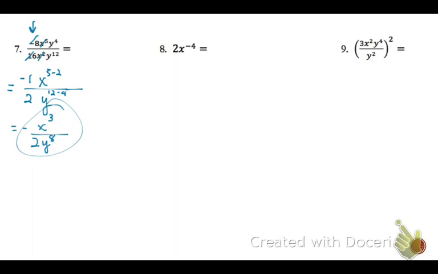Now on number 8, notice that we've got this negative exponent we need to simplify. It's only the x that's raised to the negative 4 power. So our 2 will remain in the numerator, and only the x will move to the denominator, and our exponent will become positive.